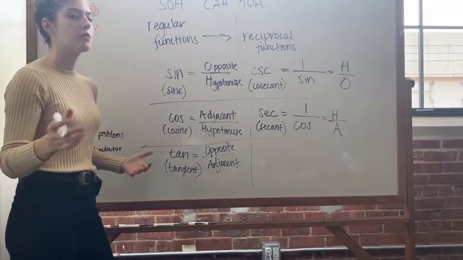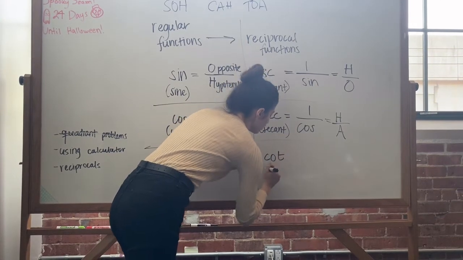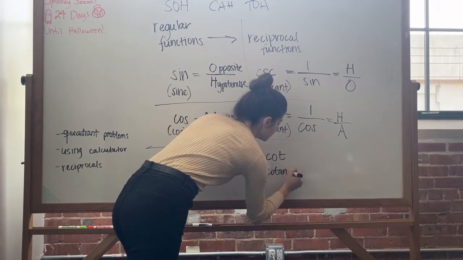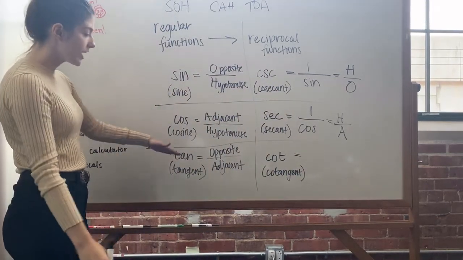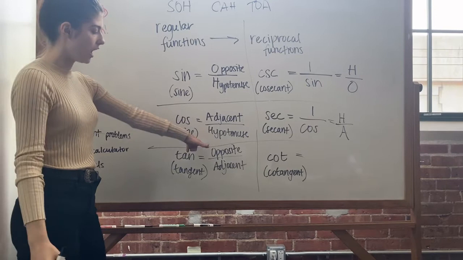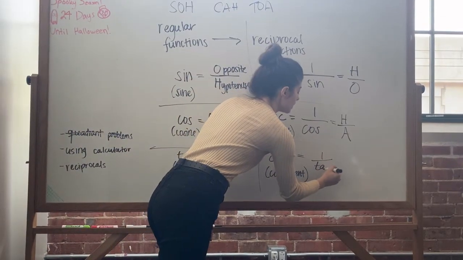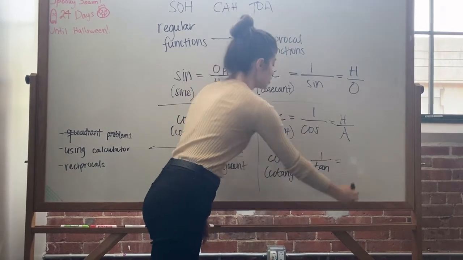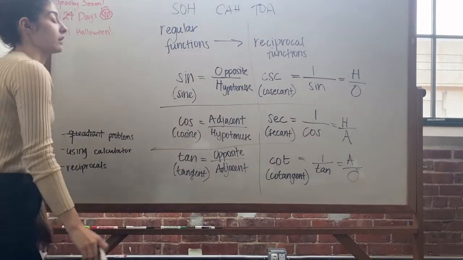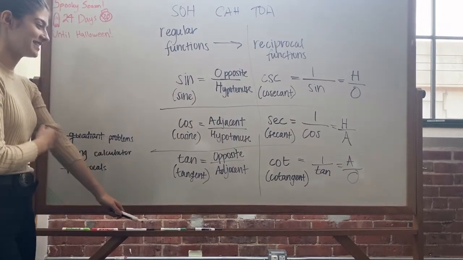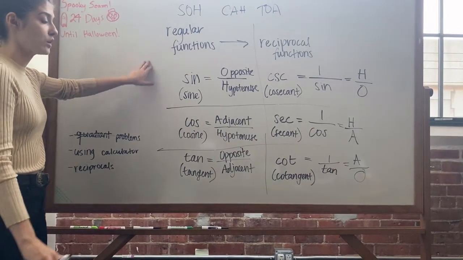Now the same thing goes with the last one. This one hopefully is a little bit more intuitive because it actually sounds similar, right? It's COT, which stands for cotangent. So where tangent was TOA, opposite over adjacent, we'll get 1 over tangent, and we'll get adjacent over opposite. That's a really ugly O, but you get the point, right? So that's what the reciprocal functions are, okay?